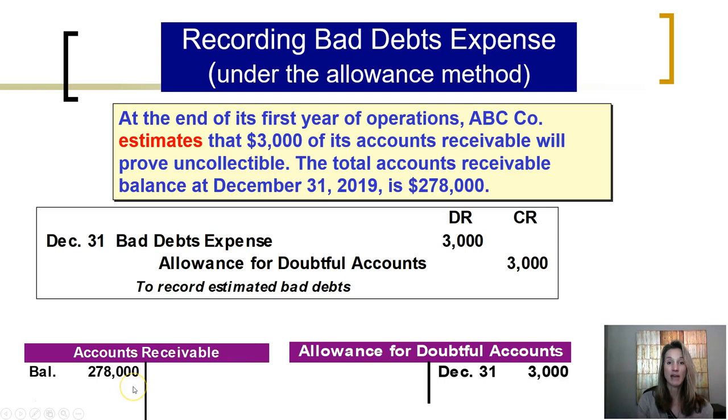Accounts receivable has a debit balance, so its contra account is going to have a credit balance. So we will debit bad debt expense for $3,000 and credit the allowance for doubtful accounts for $3,000. When we do that, we will be increasing the balance in the allowance account up to $3,000 and recording a $3,000 bad debt expense for the year.